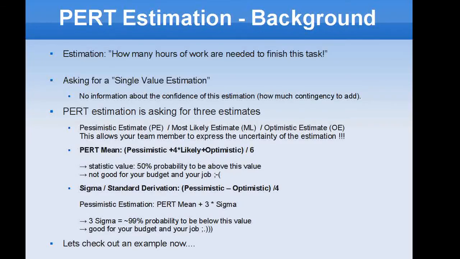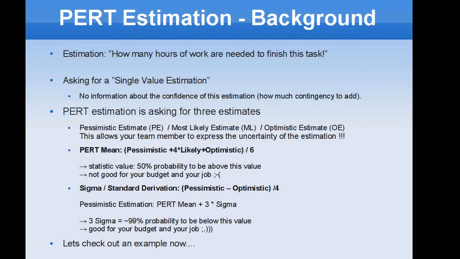An estimation just means you ask your team how many hours of work do you need to finish this task. Many project managers ask for a single value for the estimation. By this, your team member has no way to express any uncertainty or confidence on this information, so you may not know how much contingency to add to this estimation. The PERT estimation is asking for 3 estimates. The pessimistic estimate, that's the worst case scenario, what you should not exceed, the most likely estimate, and the optimistic estimate, if everything works out perfectly. This will allow your team members to express the uncertainty of the estimation.